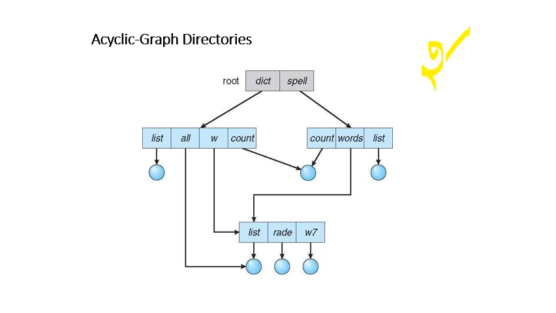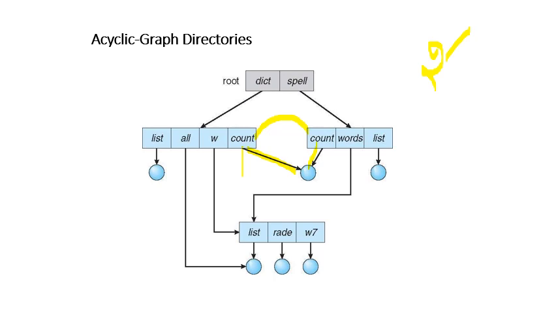So here we use the acyclic directories. This common subdirectory will be shared here. It is the point to note that here the shared file is not the same as a copied file. So if any programmer makes any changes in the subdirectory, it will be reflected in both directories. If I make any change here, it will be reflected here also. So this is the speciality of this acyclic graph directory.